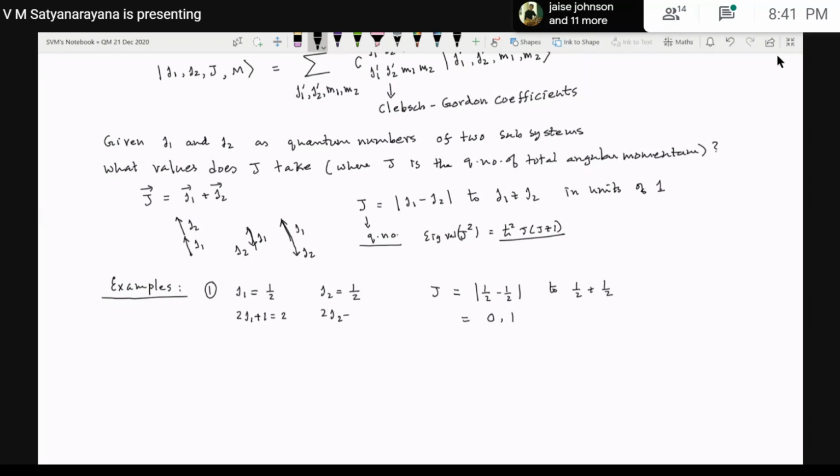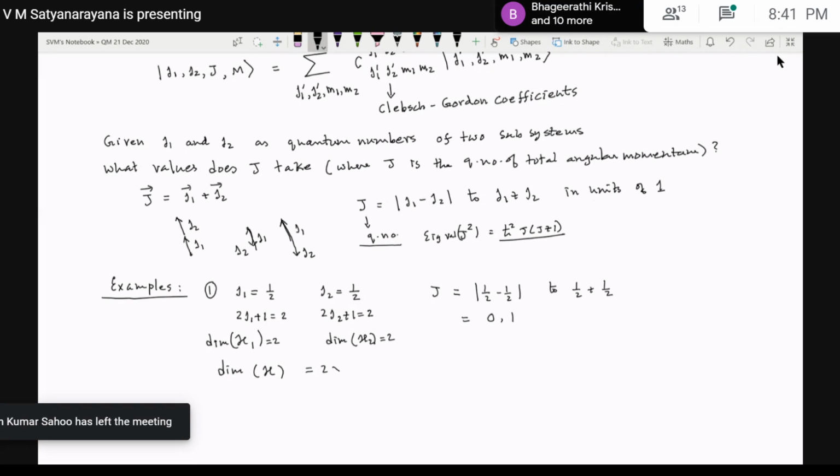Similarly, 2j2 plus 1 is also equal to 2. So you have a Hilbert space H1, and the dimension of this Hilbert space is 2, and the dimension of this H2 is also equal to 2 in this case. So your dimension of the composite Hilbert space is equal to 2 into 2, that is 4.